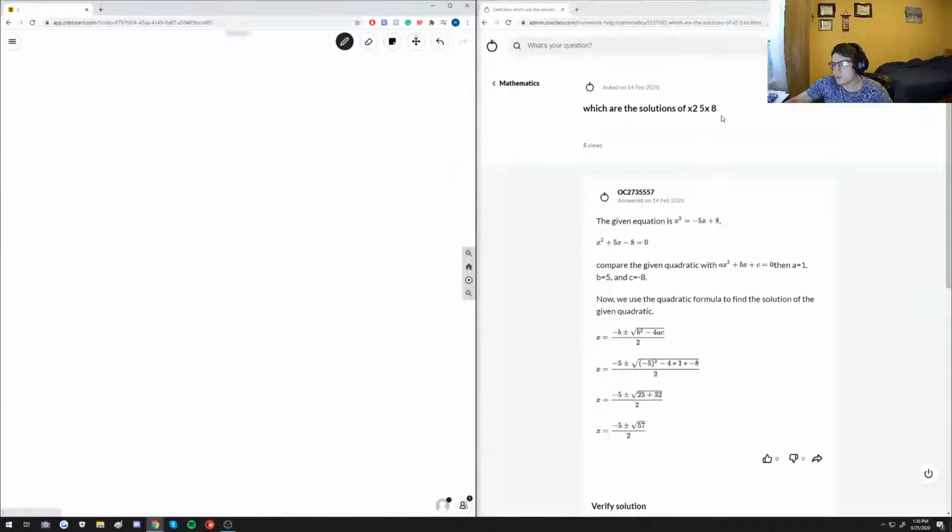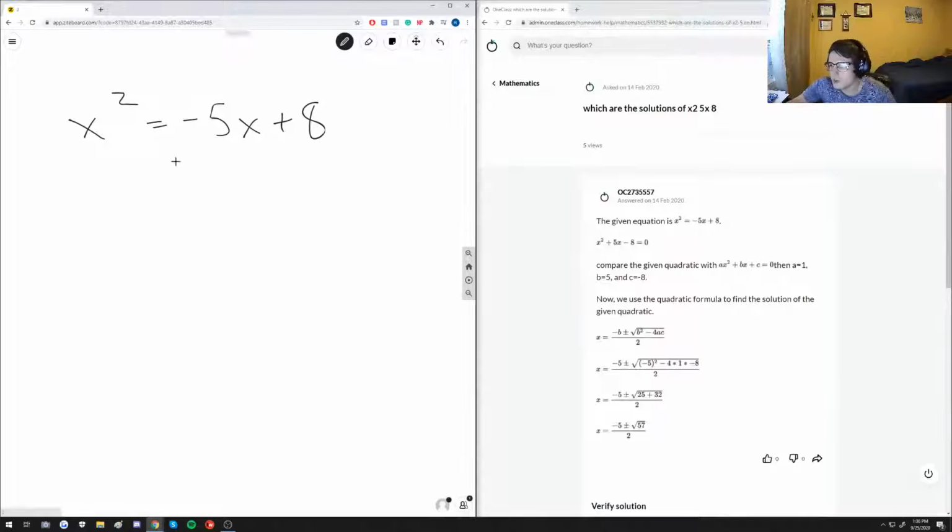Which are the solutions of x squared? Okay, so it's a little hard to see what it is here, so I'm just looking from the solution. So x squared is equal to minus 5x plus 8. So first of all, if we are looking for the solutions, so the values of x that solve this quadratic equation, we are essentially looking for the roots.